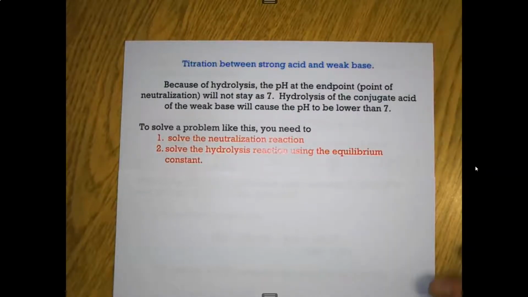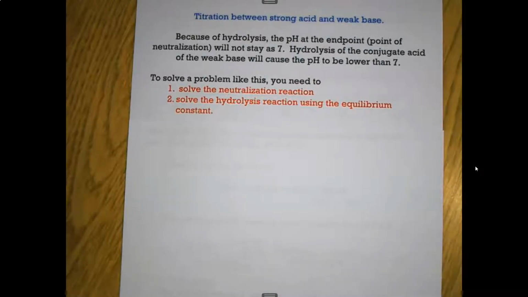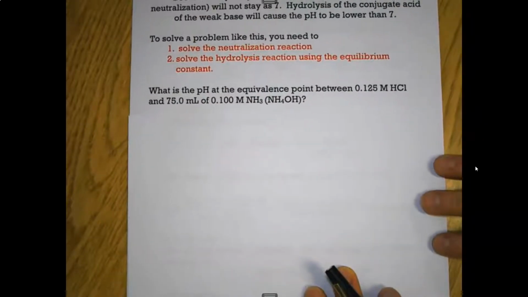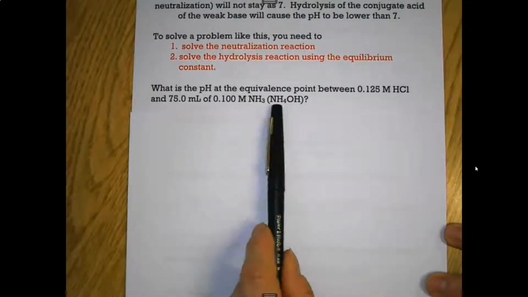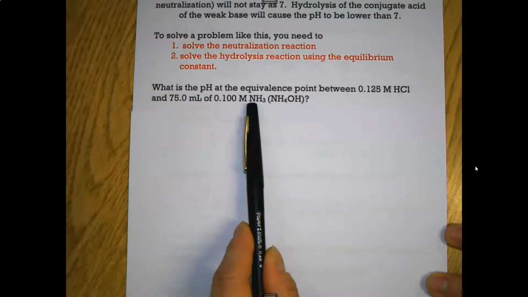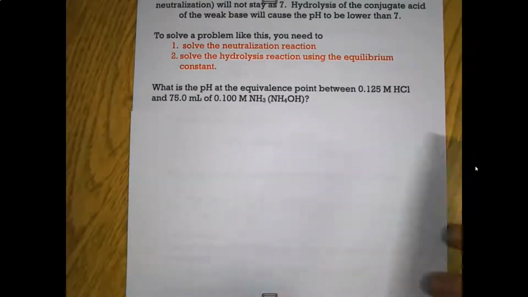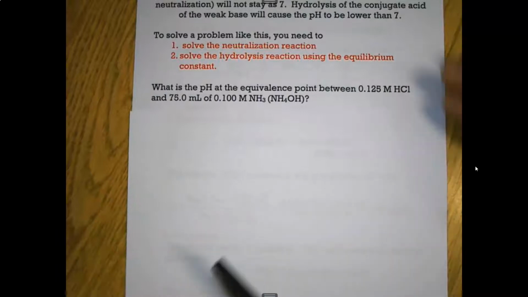So we've got to do two things to solve a problem involving a neutralization between a strong and a weak substance. First, we solve the neutralization reaction. Then we solve the hydrolysis reaction using an equilibrium constant for that weak material. Going back to the reaction we did before, what's the pH at the equivalence point for a 0.125 molar HCl solution, but now instead of sodium hydroxide, we're using ammonium hydroxide or ammonia? You can think of it both ways; sometimes it's easier to picture it one way than the other, but the numbers are all still the same.